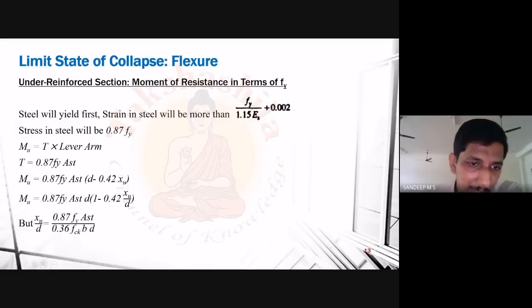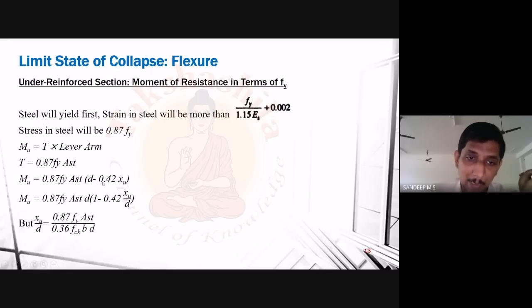So similarly, in order to get such a general expression, from this bracket I am taking this d outside. So what will happen? I will get 0.87 Fy Ast and this d multiplied by, since I have taken this d outside, a 1 here.